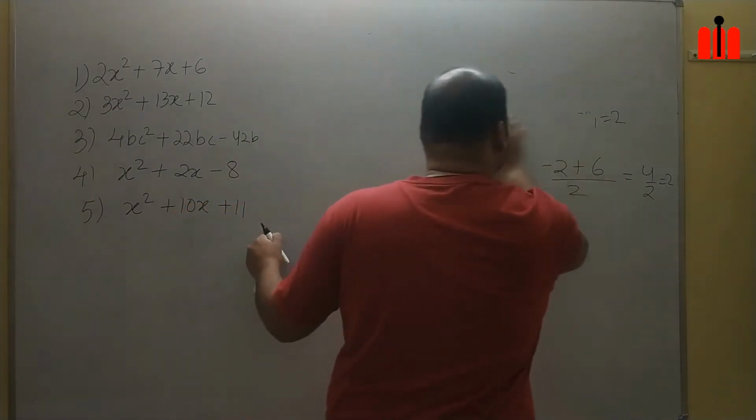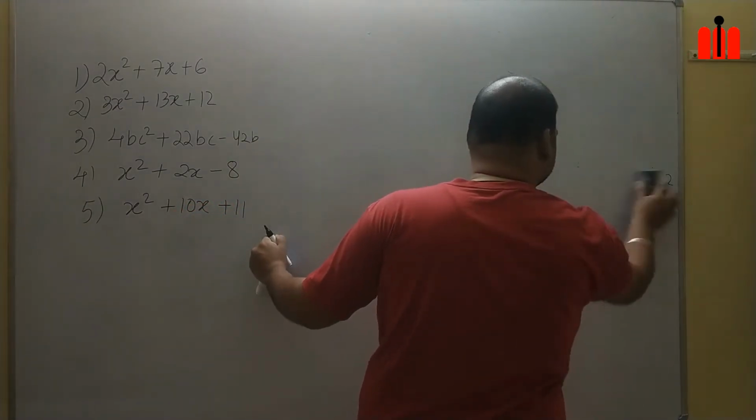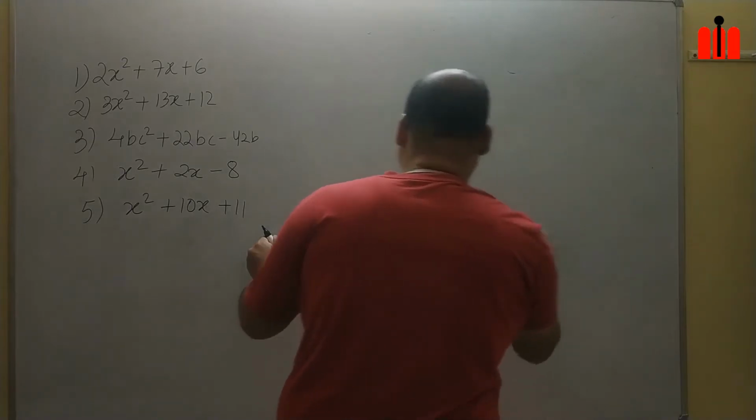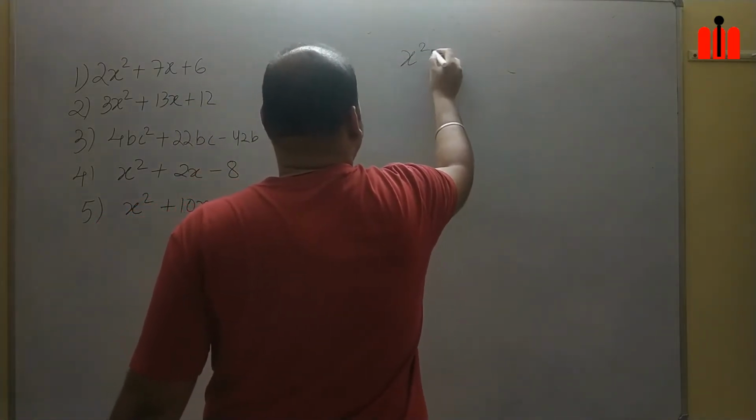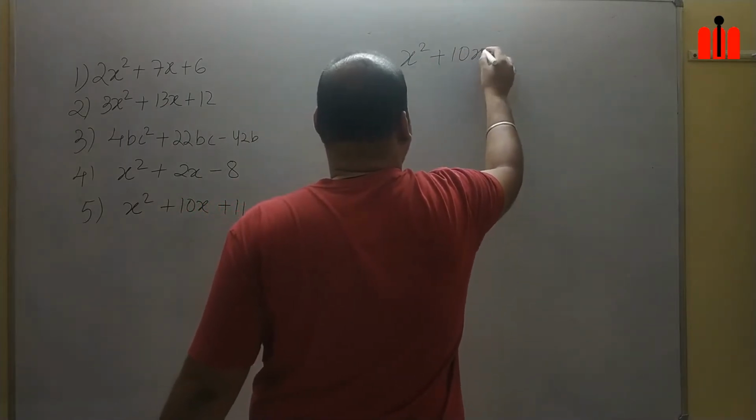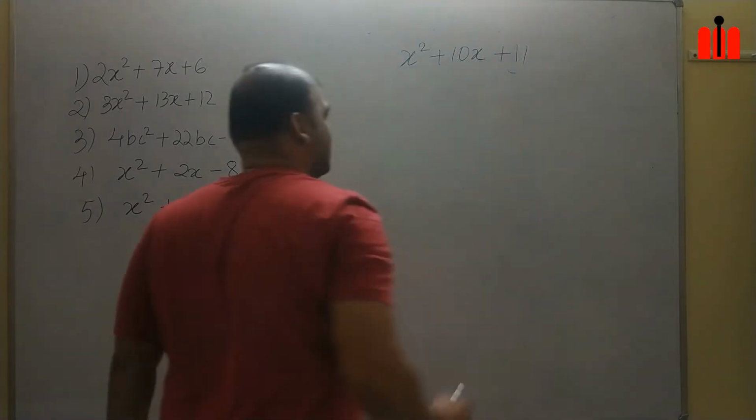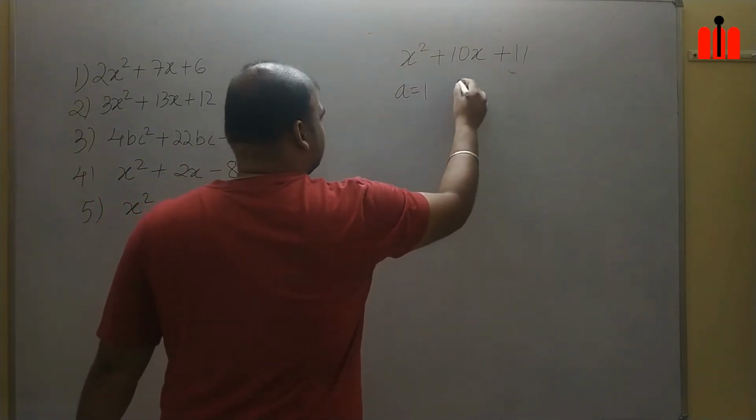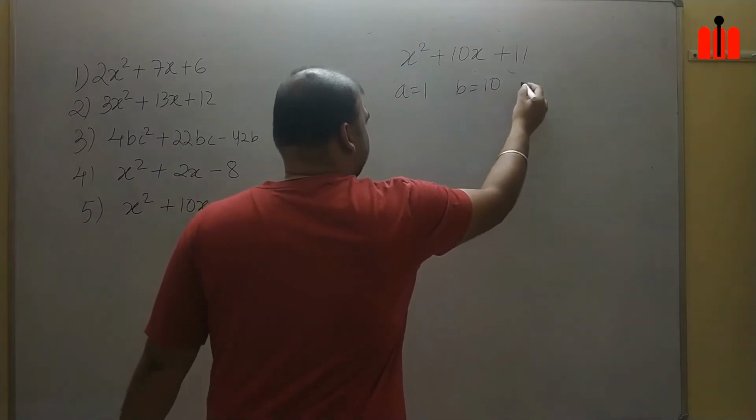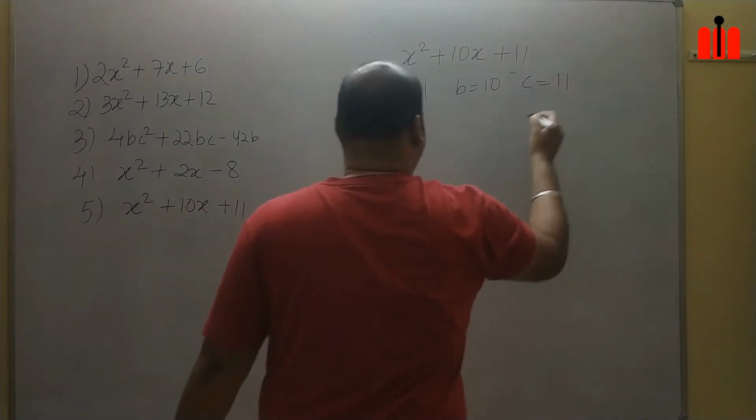The fifth problem is x square plus 10x plus 11. So here, what is the value of a? a is equal to 1, b is equal to 10, and c is equal to 11.